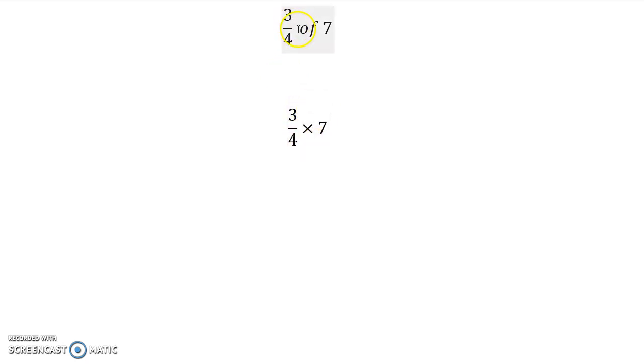So here we have 3/4 of 7. That is exactly the same as 3/4 times 7. Or if you start out with 3/4 times 7, that's exactly the same as 3/4 of 7. Why? Because of is exactly the same as times. These two things are literally the exact same thing.